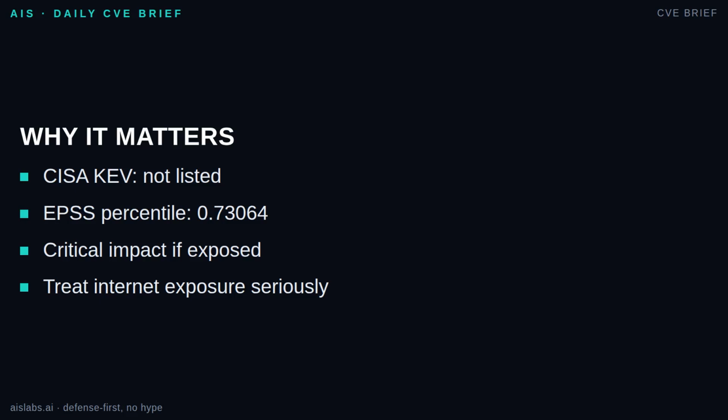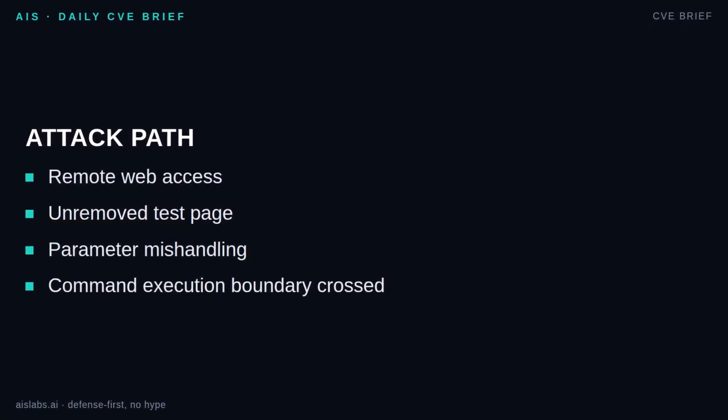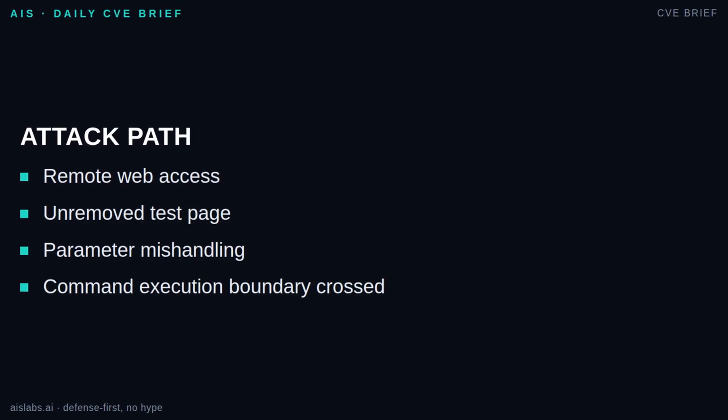The EPSS percentile provided is 0.73064, which places it above many vulnerabilities in relative exploitation likelihood ranking. Combine that with a 9.8 CVSS score, no required authentication, and potential arbitrary system commands, and this becomes a high-priority exposure question. The real-world danger is especially serious for any internet-accessible instance. If the affected page is reachable from untrusted networks, defenders should assume the window for safe delay is narrow, even without a KEV listing. Conceptually, the attack path is straightforward, which is why the CVSS complexity is low.